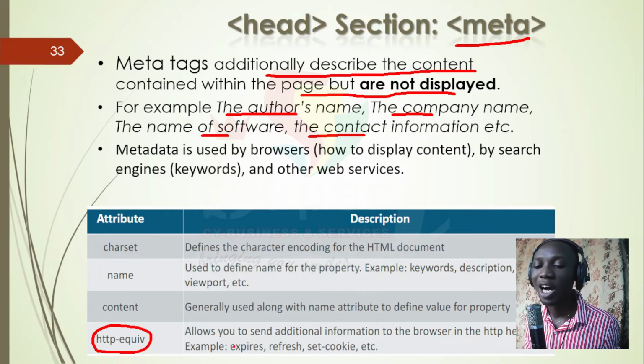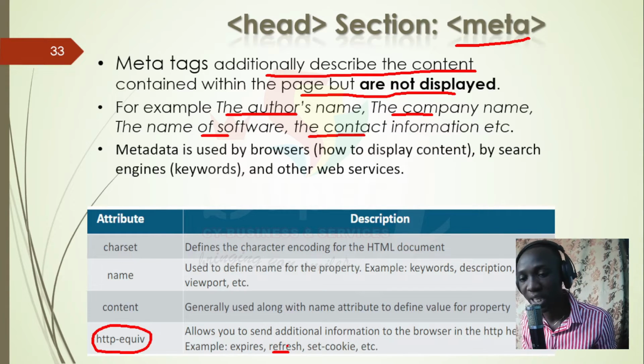Now, let me use this one, refresh. When I put a refresh as a metadata on my web page, I'm going to give it a duration or a timing. So at whatever time that I assign it, the website is going to refresh itself. So if I say the refresh rate is 5 seconds, every 5 seconds the website is going to refresh itself.